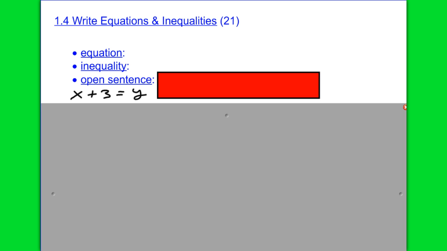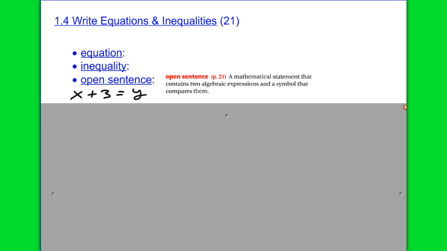So this sentence has two algebraic expressions. Do you see the variable on both sides? Two different algebraic expressions that are set equal. So it's an open sentence. The definition is this: a statement that contains two algebraic expressions and a symbol that compares them. So I guess we're not limited to equations. We could also use an inequality symbol between these two algebraic expressions.